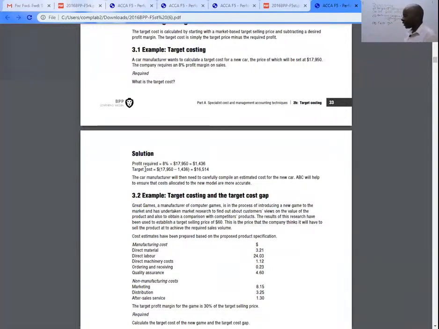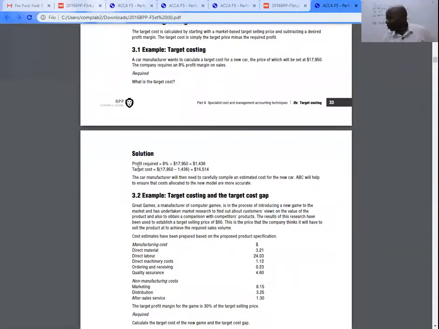From there, the second thing is to look for the desired profit margin. The desired profit margin is 30%. So 30% of what here? Of 60. 30% of the selling price, 30% of 60, this gives us what here? 18. Ladies and gentlemen, from there, I will come and determine the targeted cost.